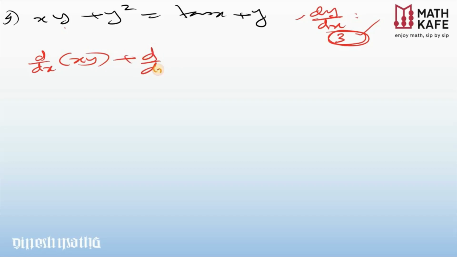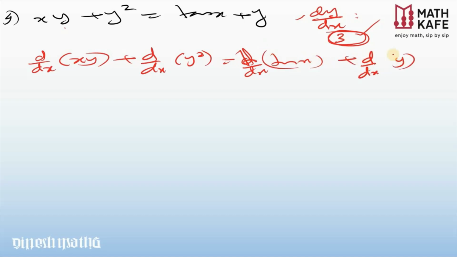Let us see the next question. xy plus y square equal to tan x plus y, and you need to find dy by dx. Let us make the start. Count the y's: 1, 2, 3. So you are expecting 3 dy by dx terms in your answer. And you need to start with differentiating each term separately: d by dx of xy, d by dx of y square, d by dx of tan x, d by dx of y. So we have taken the derivative of each term separately. Now again, if you look at xy, how many unknowns?